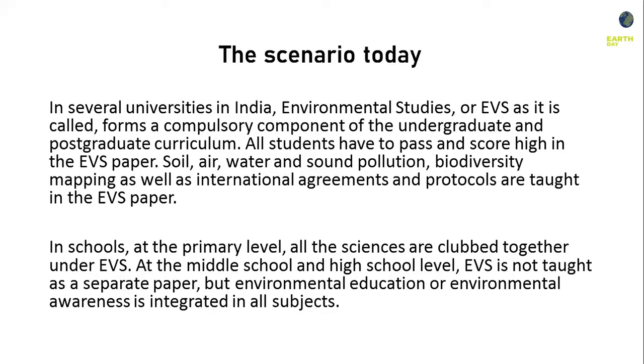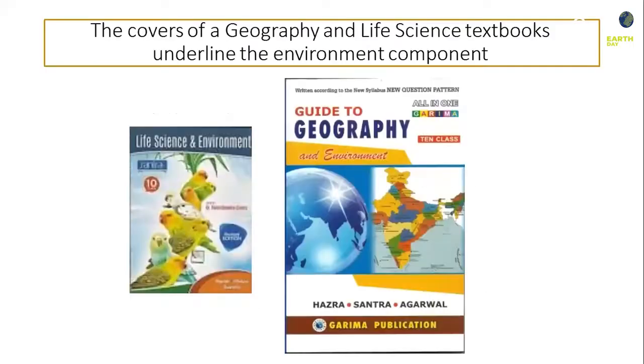And what is there in the schools? At the primary level, they study all the sciences under EVS. They don't study physics, chemistry, biology separately at the primary level. So they have this EVS subject where they get to know themselves and their environments better through these basic sciences. And at the higher levels, environmental science or environmental education doesn't exist as a separate subject, but it is integrated with all subjects.